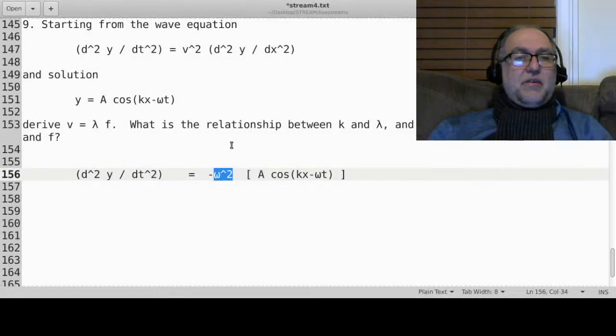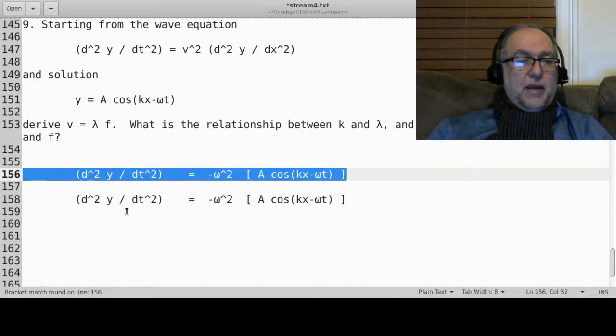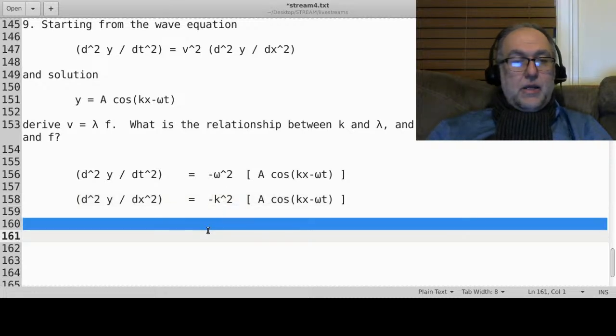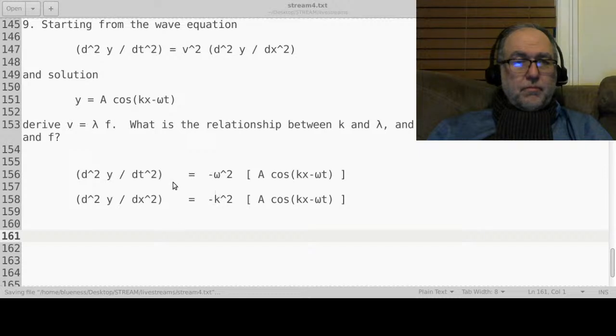Enough said there. Now what about differentiating twice with respect to x? If instead of t you have x, what's the factor in front of the x? It's k. So you don't get omega squared, you get k squared out in front. There's the second derivative with respect to time of that function, and the second derivative with respect to x.